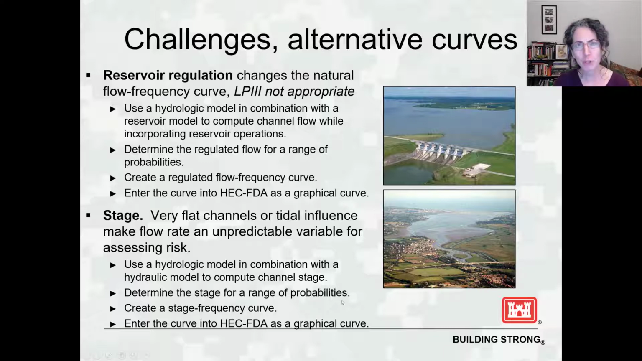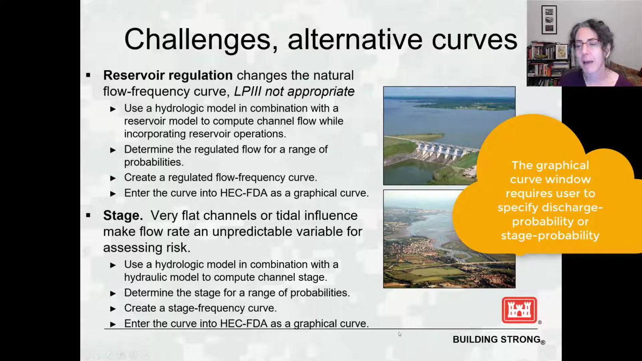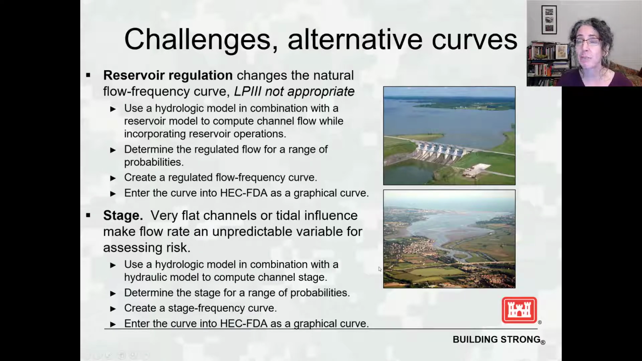So we've replaced our first two summary relationships, flow frequency and flow stage, with a stage frequency curve as the first step. So in this case, we're going to pair our hydrologic model with a hydraulic model to go directly to computing channel stage. And that's going to give us a stage for each of our exceedance probabilities, generating a stage frequency curve, which would be entered into FDA as a graphical curve. Again, thinking back to the observation approach, if we have observations of stage, then we can again rank them, plot them versus plotting positions, and estimate an empirical distribution or graphical distribution by the observations. That would again be brought into FDA as a graphical curve.